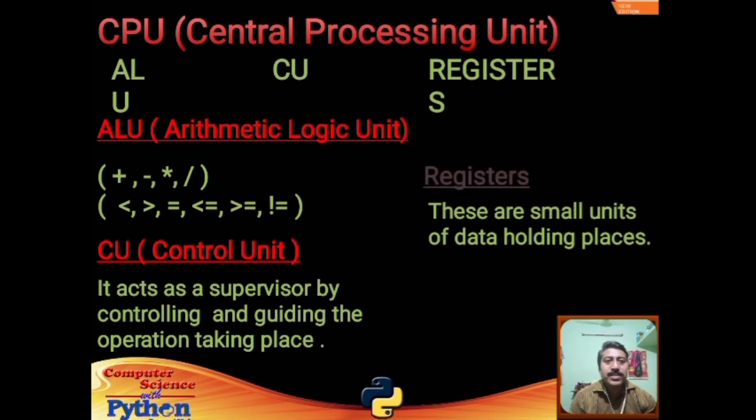Next we'll discuss the register. These are small units of data holding place. The CPU uses registers to temporarily hold some important processing information while the processing is taking place. So it is a special unit, a data holding place.